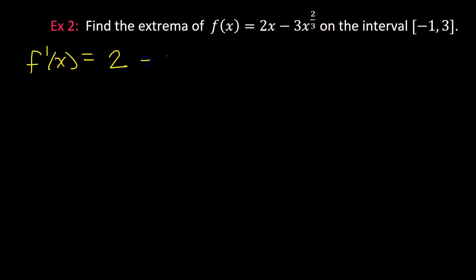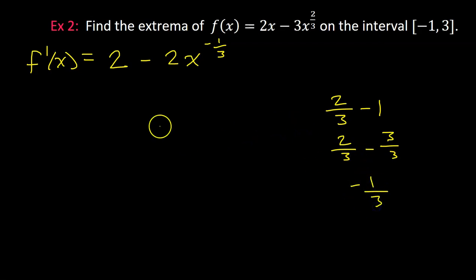So I'm going to wind up with minus 2x to the, and I need to reduce this by 1. Hopefully everyone understands that if I take 2/3 and I subtract 1, I'm going to end up with -1/3. If you need one little extra boost, it's because 1 is the same as 3/3. So that's why I'm getting -1/3.